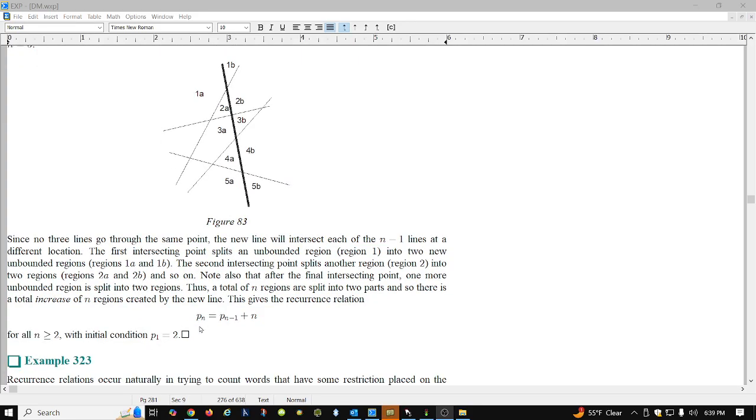So Pn is Pn minus 1 plus n. There are n new regions. N minus 1 because of the initial intersections, and then the exit gives us 1 more.